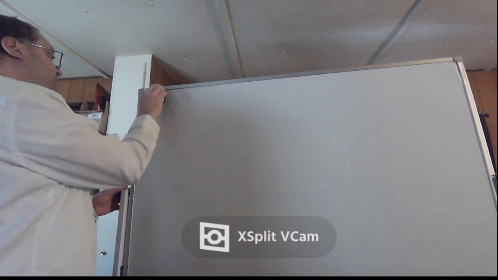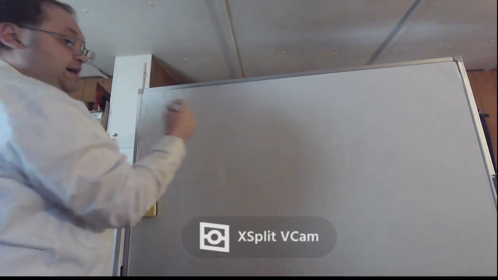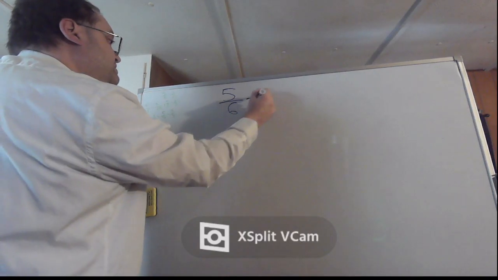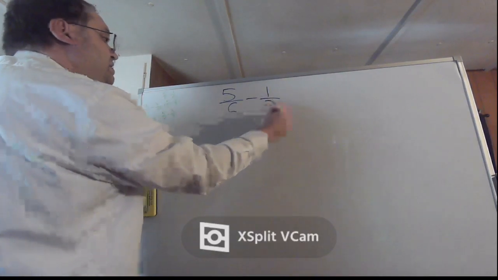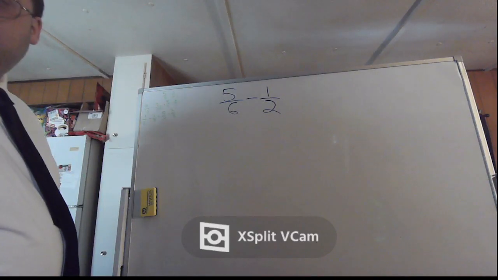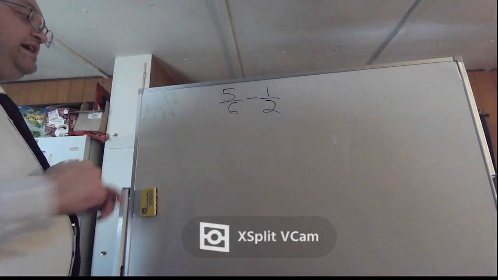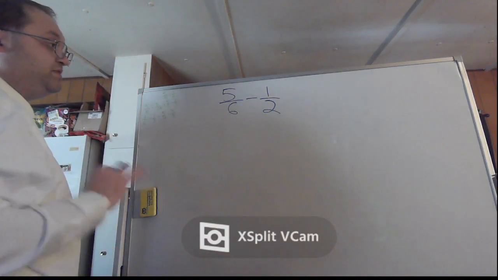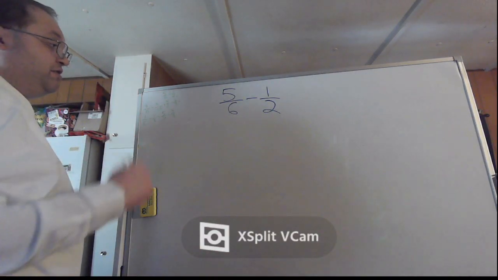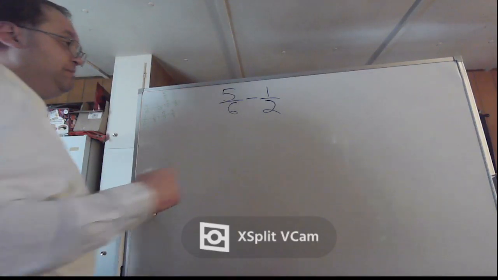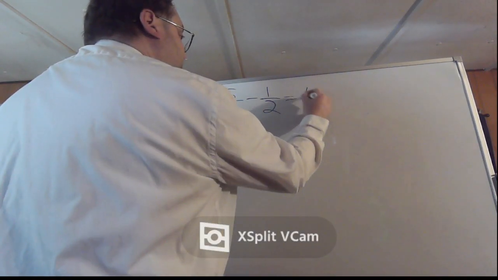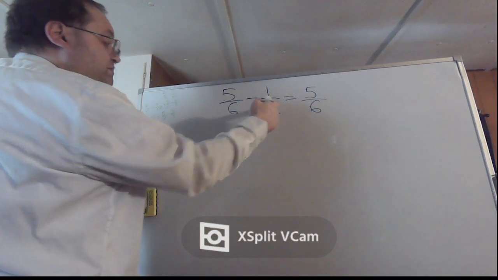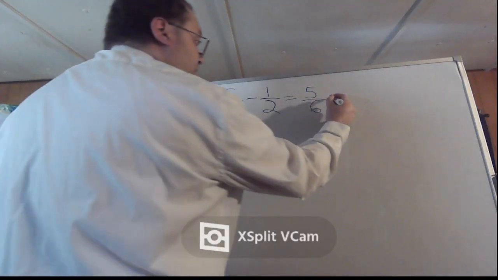Alright, what's the next one? We got 5/6 minus 1/2. Alright, so 5/6 minus 1/2. Again, you need to find a least common denominator that's going to make both of these the same denominator. Well, we know 2 is a factor of 6, so therefore 6 will be your least common denominator. So you leave the 5/6 alone because it's already in the least common denominator form, but you got to turn that denominator of 2 into a 6, so you multiply it by 3.